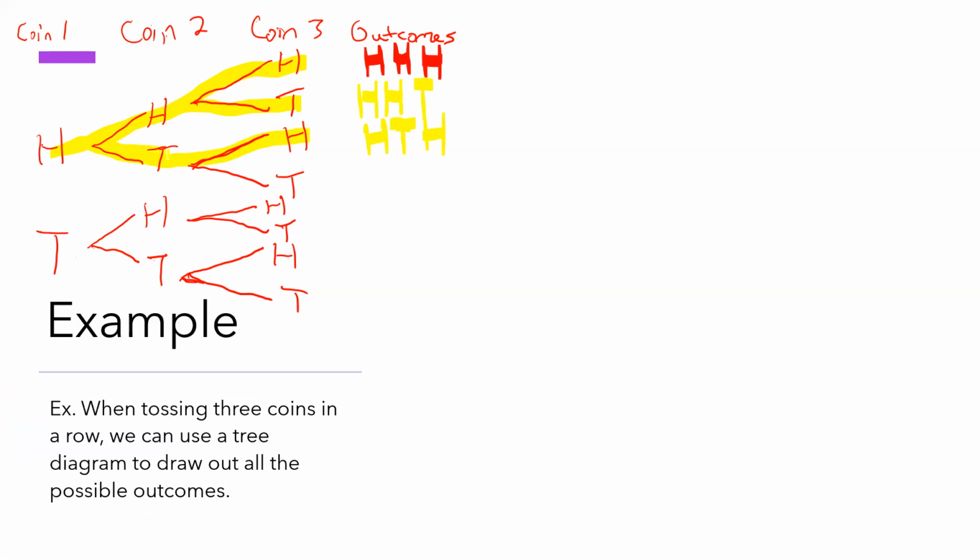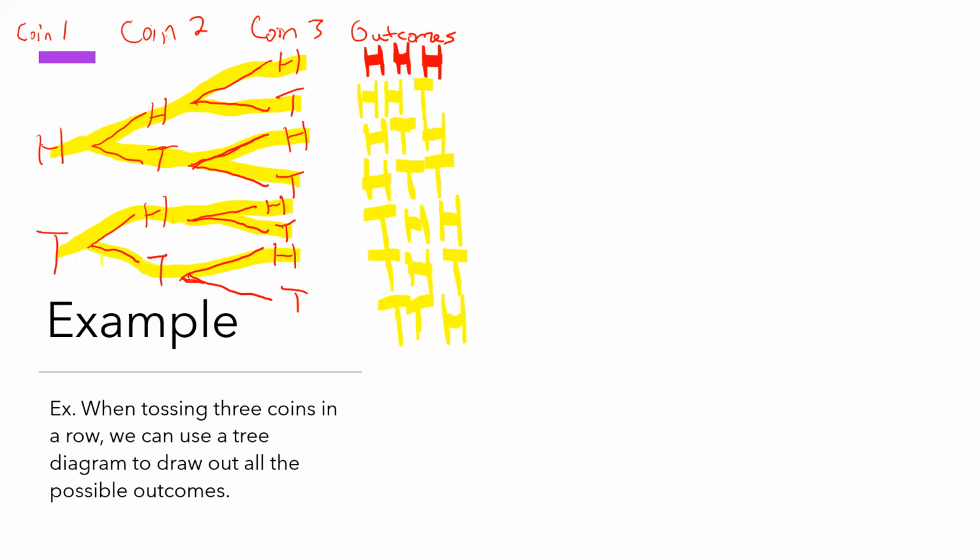And the next one is heads, tails, tails. So heads, tails, tails. And I continue on. So I have tails, heads, heads. So I simply follow each branch to find out what the outcome is. And tails, heads, tails. And the next one I have tails, tails, heads.